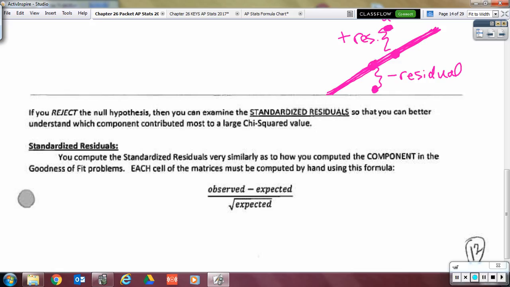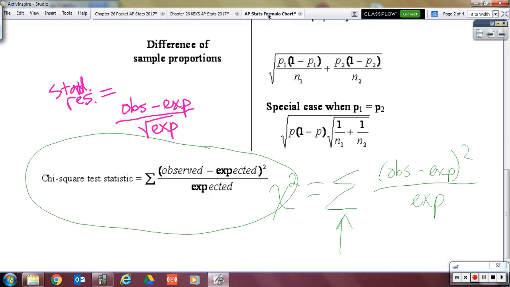So for each cell in our matrix, we're going to get this thing called a standardized residual. It is this formula: observed minus expected over the square root of expected. I keep throwing all these formulas at you. This is not on the formula chart. However, I have a way for you to remember it.